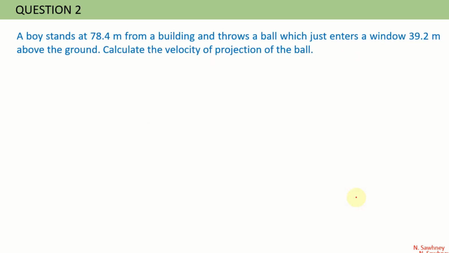Now let us attempt the second question. A boy stands at 78.4 meters from a building and throws a ball which just enters a window 39.2 meters above the ground. We have to calculate the velocity of projection of the ball. See, here the word used is just enters. That means this is the maximum height which is gained by the ball.